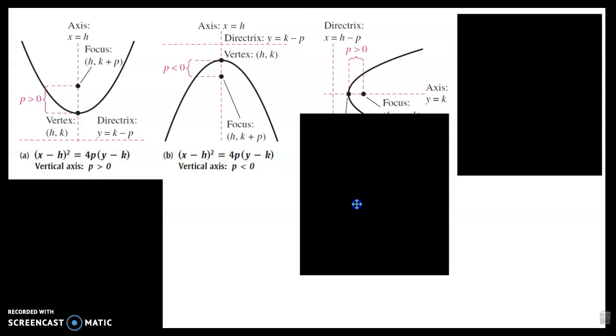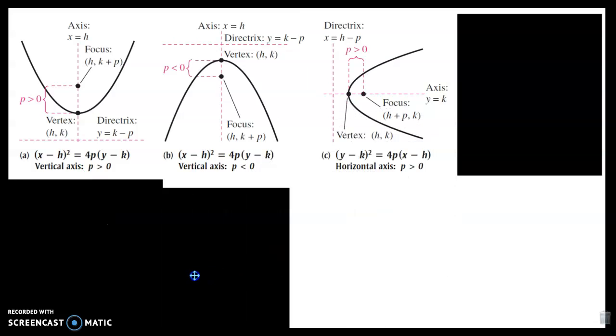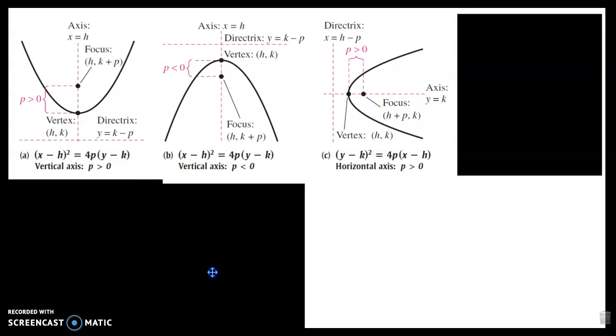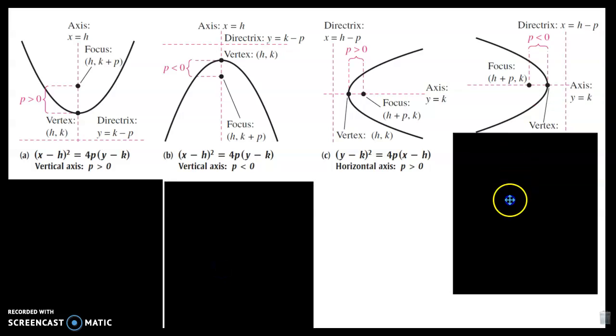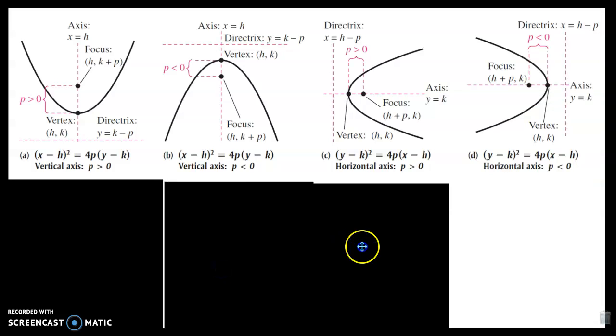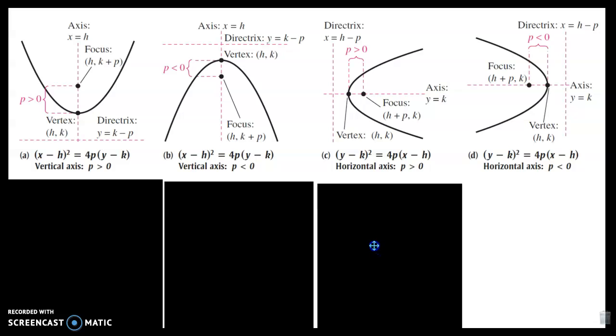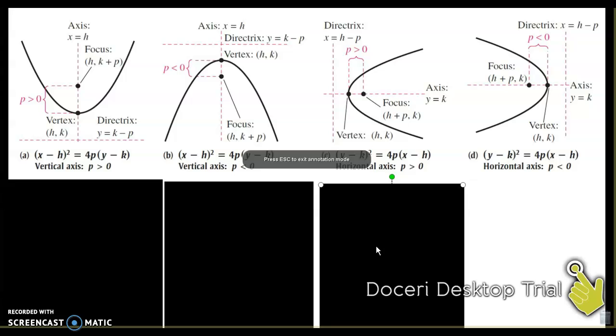If you want to think of it opening to the right, it'll be like opening up. So p is going to be positive if it's going to open to the right. And if p is negative, it is going to open to the left. So think of it as opening down. And then I just want you to focus real quick on these expressions down here.